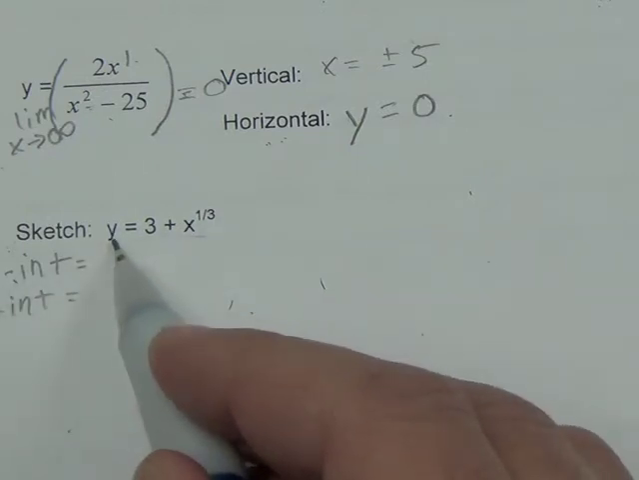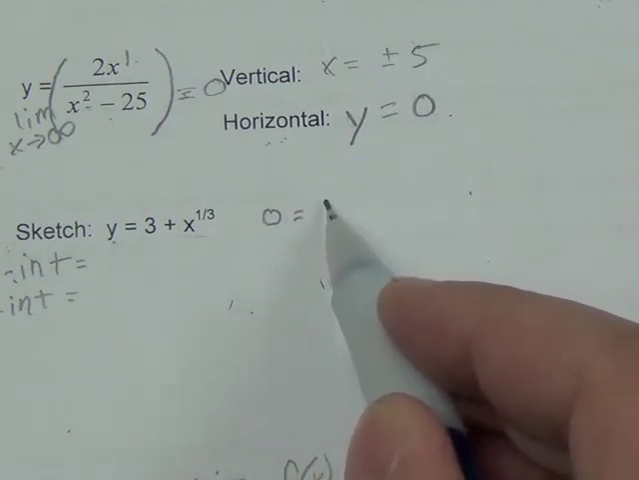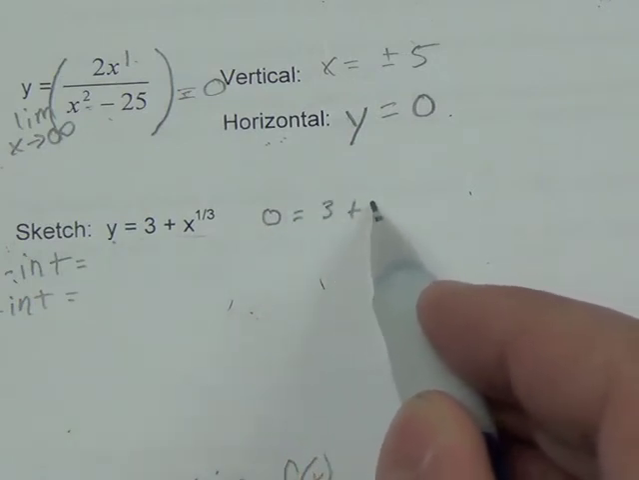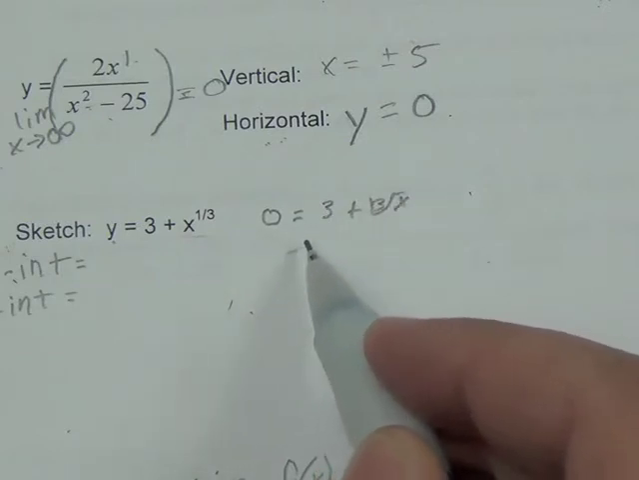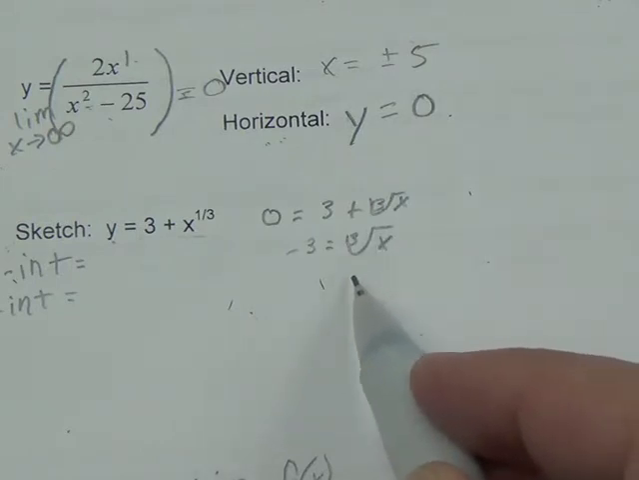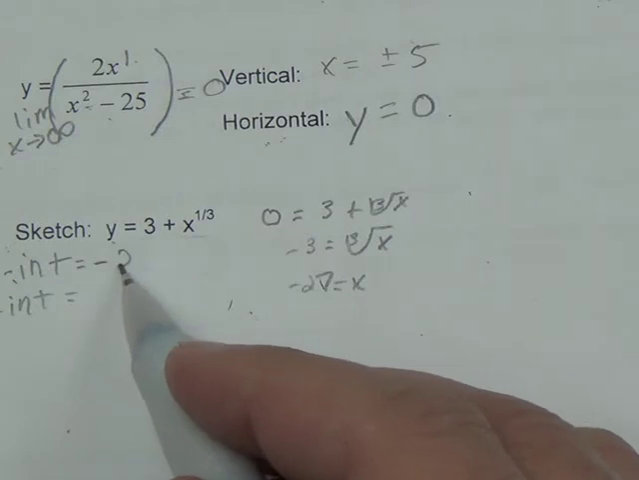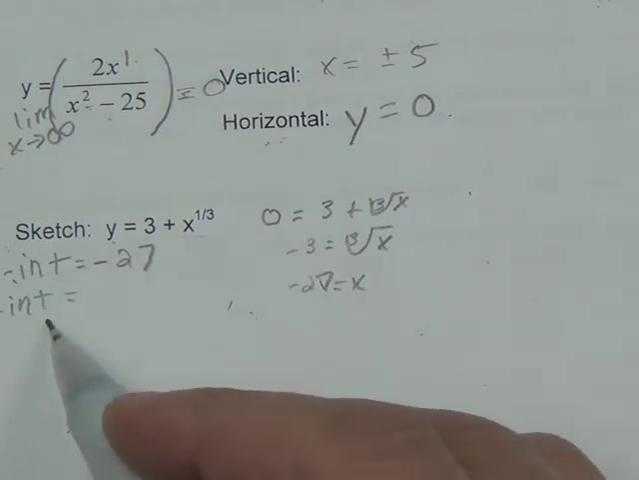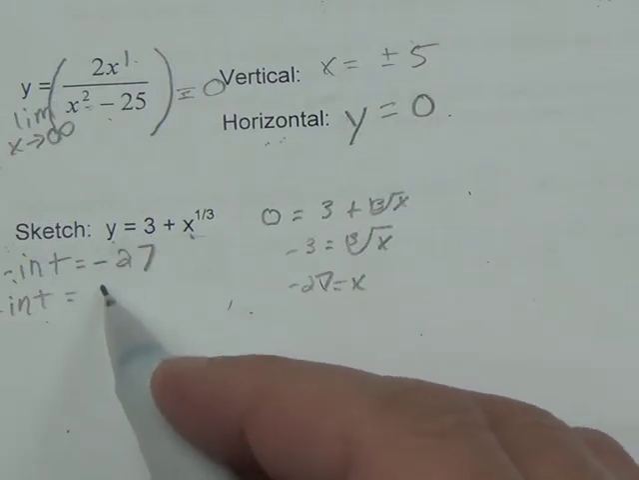X-intercept, you're going to let your y be 0. So if y is 0, you would get 0 equals 3 plus the cube root of x. Subtract that over, negative 3 equals cube root of x. Cube both sides, x would equal negative 27. The y-intercept is easy. You would let x be 0. If x is 0, you just end up with y equals 3.